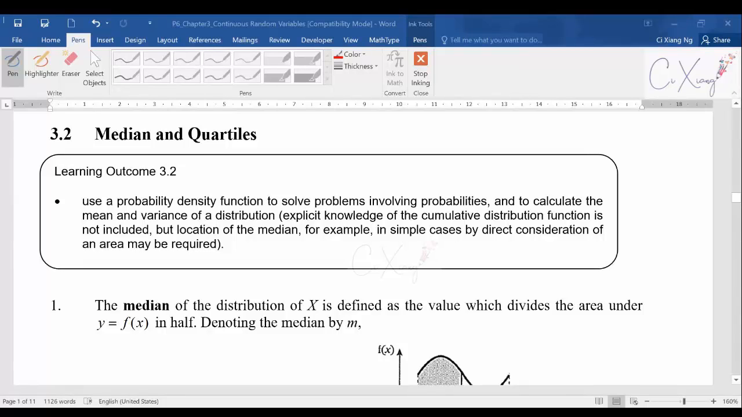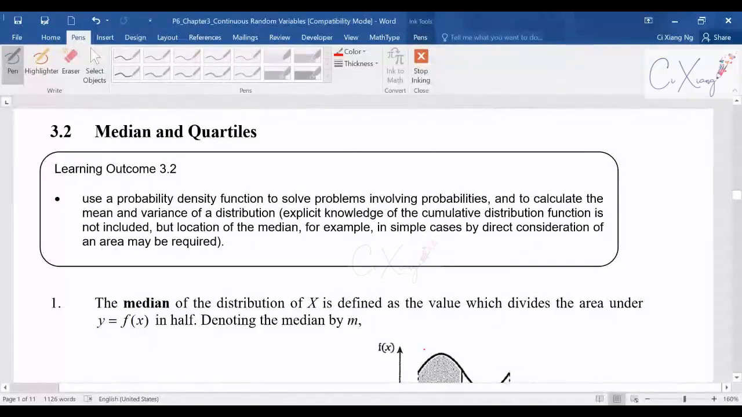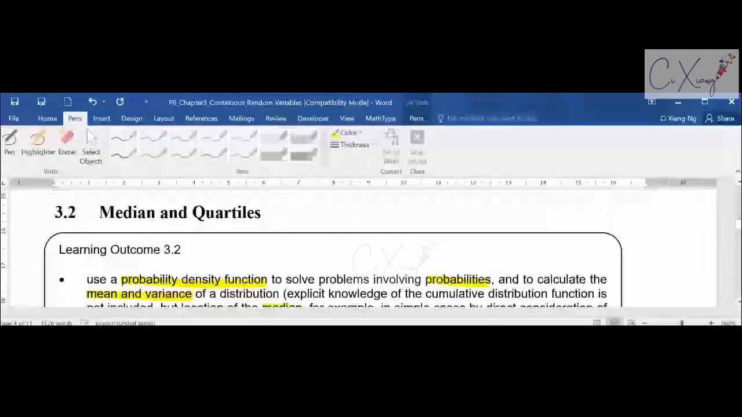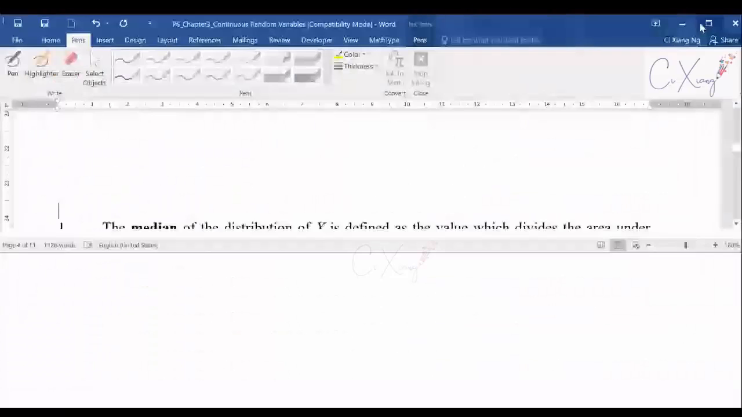For today, we are going to extend it to the median and also the quartiles. The learning outcome for today is to use the probability density function to solve problems involving probability, to calculate the mean and variance, which we will cover in the next video, and also to get the median and so on. We will start with the median first and also the quartiles. Generally, the median and quartiles share the same concept. So let us start now.